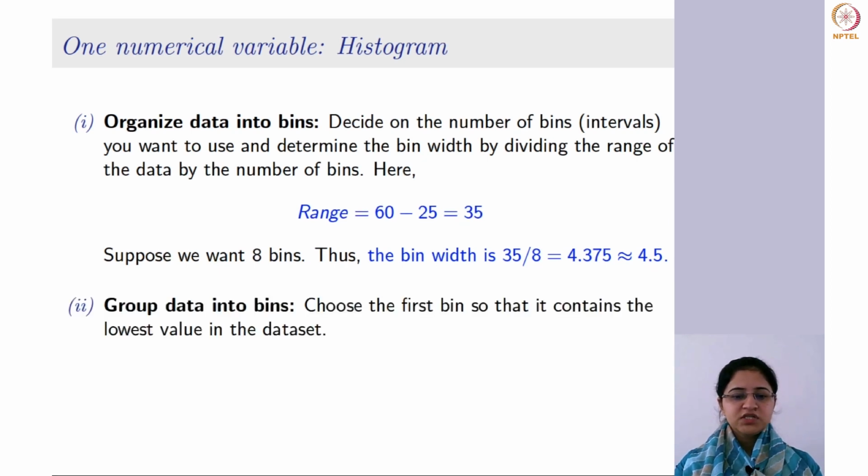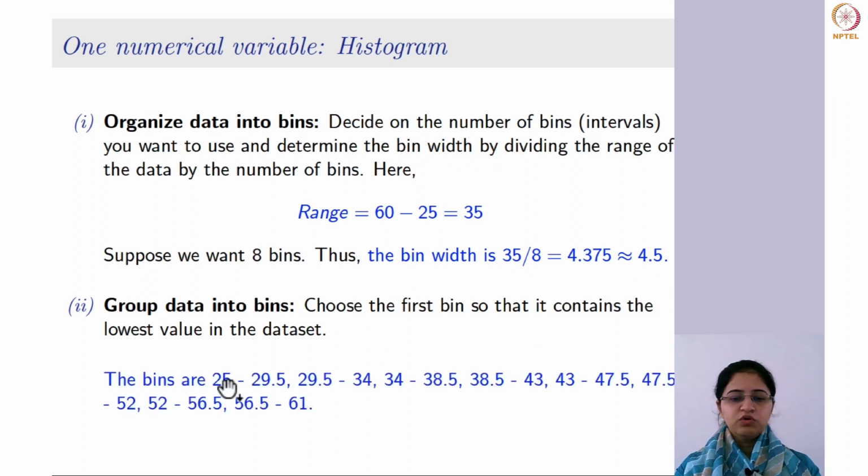Now, based on this, we are going to group the data points. The first bin starts from 25 because 25 is the smallest data point in our data set. You start from 25 and go up to 29.5 because the bin width is 4.5 for each interval. The next starts from 29.5 and goes up to 34. Then we start again from 34 to 38.5, and likewise it goes on.